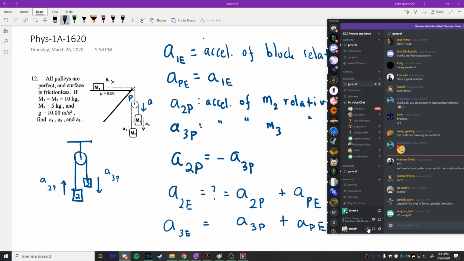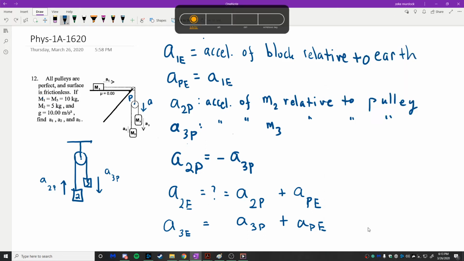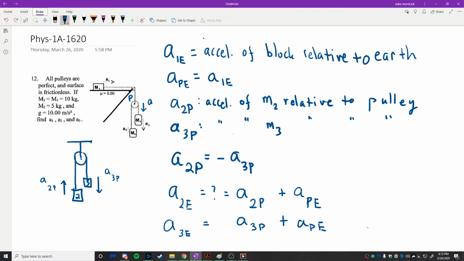All right. Do these two equations make sense to you guys before we do some math with them? So we're going to use this one too, with these. And we're going to scroll down a little bit. So we know, I'll write this one over here because we're going to lose it in a second, that the acceleration of the pulley relative to the Earth is also equal to the acceleration of block 1 relative to the Earth.